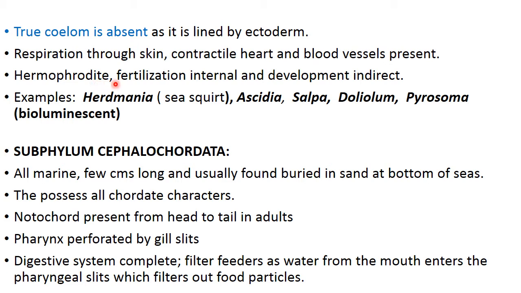in the same individual. Fertilization is internal and development is indirect. There is a larval stage which we just discussed in retrogressive metamorphosis. So examples are Herdmania, which is called sea squirt, Ascidia, Salpa, Doliolum, Pyrosoma, and that is a bioluminescent.